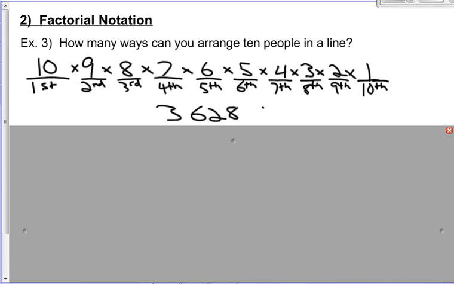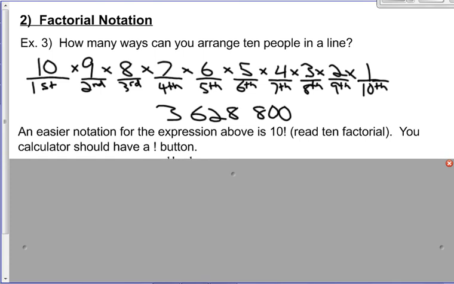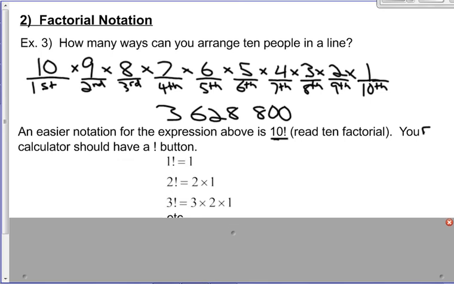There's a faster way for us to write this. So the easier notation for the expression above is 10 factorial. It looks like 10 exclamation point. Your calculator should have a factorial button. Okay? And here's the definition of factorials.